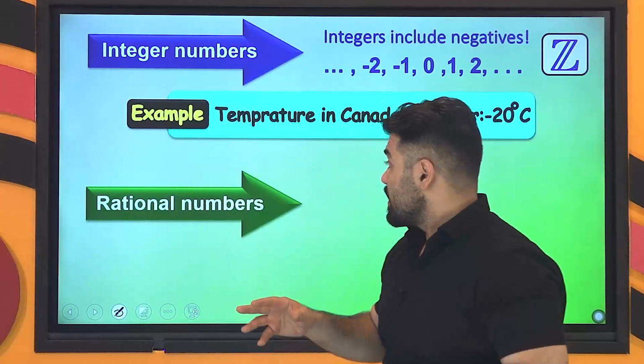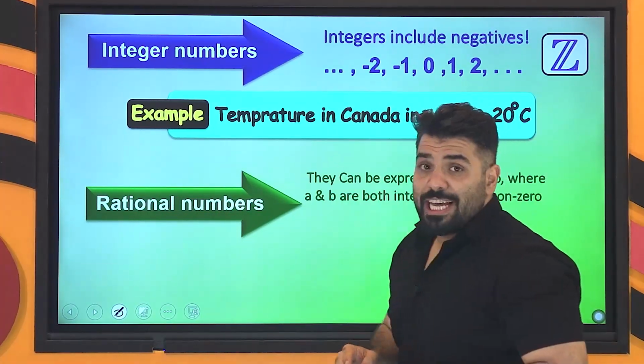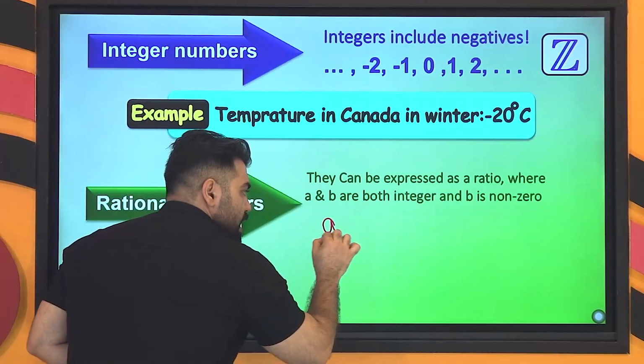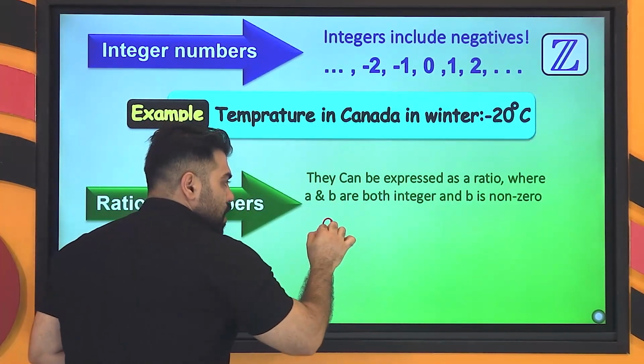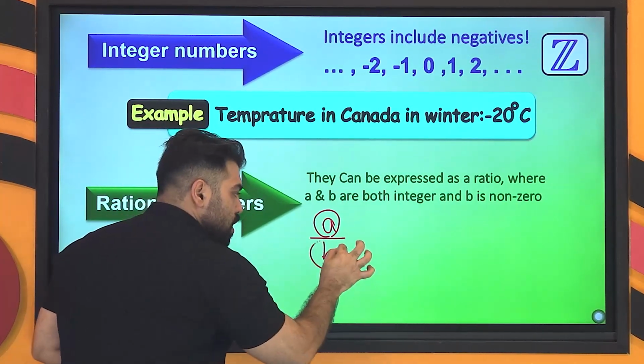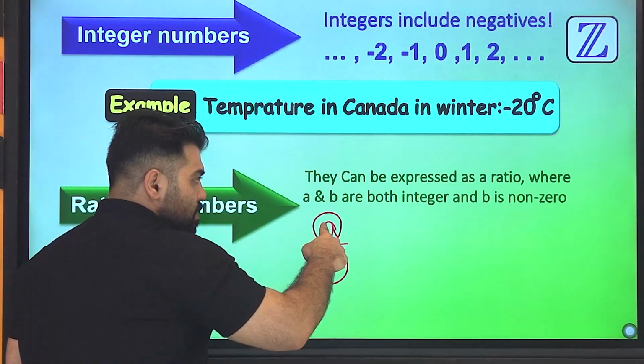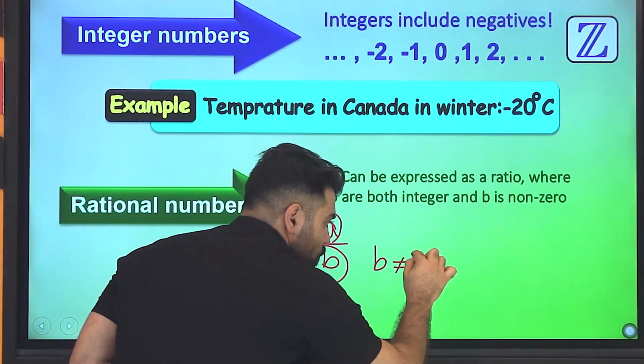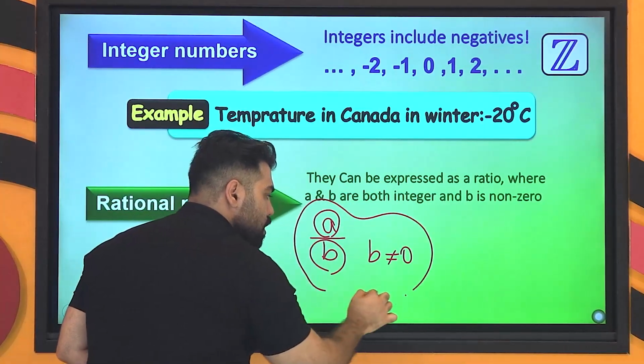One step further, rational numbers. They can be expressed as a ratio, as a fraction of A over B. A is called numerator, B is called denominator. Both of them are integers and B is non-zero. This is the definition of rational numbers.